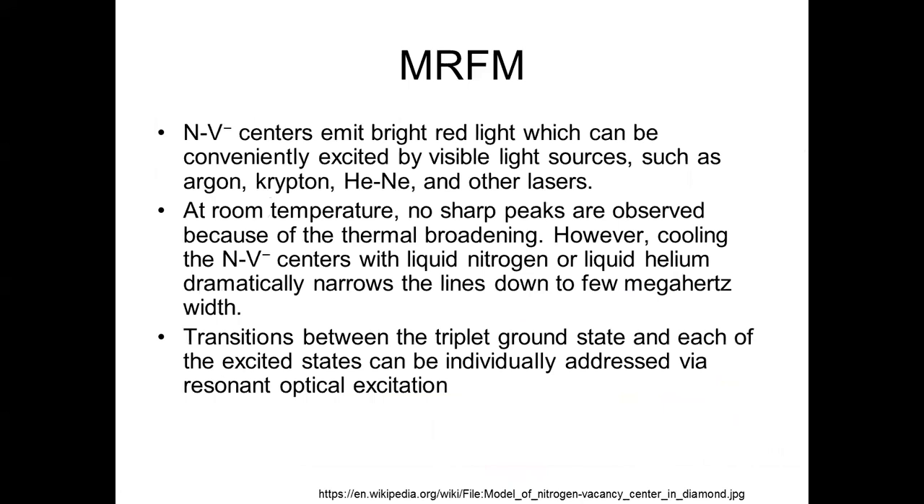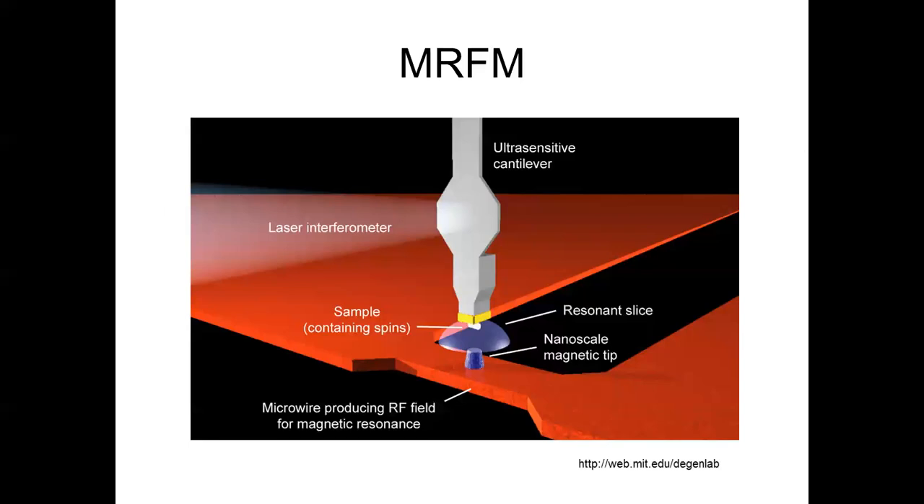So these nitrogen vacancy centers emit bright red light and can be conveniently excited by visible light sources such as argon, krypton, helium, neon, and other lasers. At room temperature, no sharp peaks are observed because of thermal broadening. However, cooling the nitrogen vacancy centers with liquid nitrogen and liquid helium dramatically narrows the emission lines down to a few megahertz width. Transitions between the triplet ground state and each excited state can be individually addressed via resonant optical excitation.